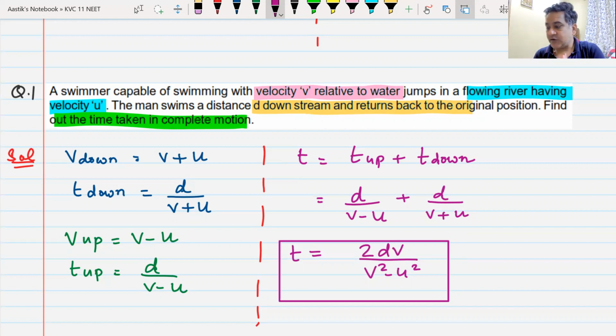So in this lecture, what we have done is we have covered relative motion in one dimension, and we have covered all the questions that could come. In the next class, we will cover relative motion in 2 dimensions on similar lines. I hope you have understood this. Any doubt? You can always come up to me.